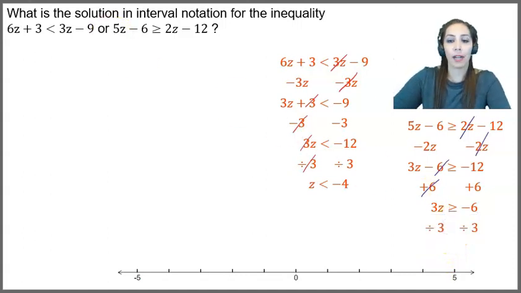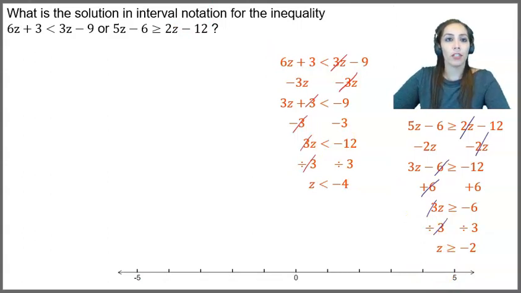I would divide by 3 on both sides to get rid of that 3 in front of the z, and I end up with z greater than or equal to negative 2. So I have to figure out, how do I write this in interval notation? What is interval notation? And what does it mean that I have two inequalities with an or sign in between them?